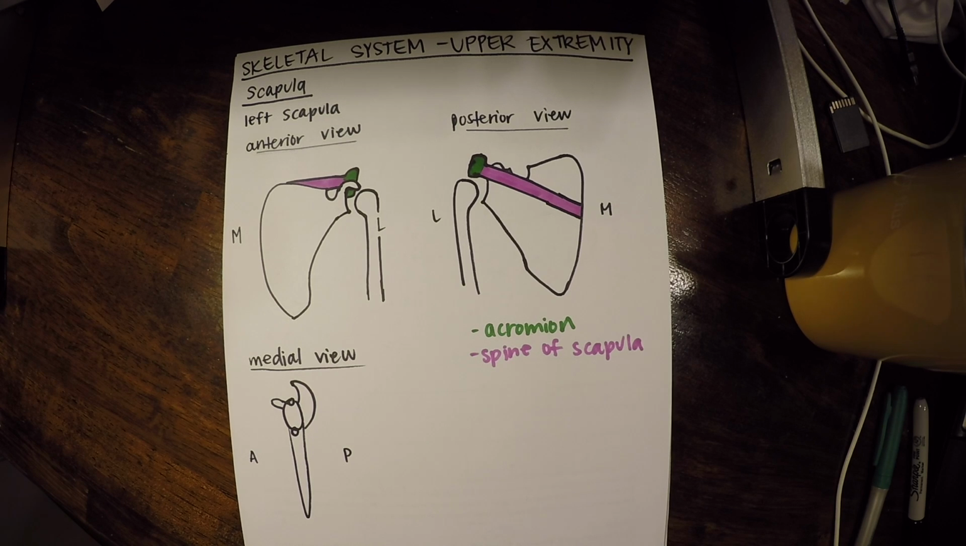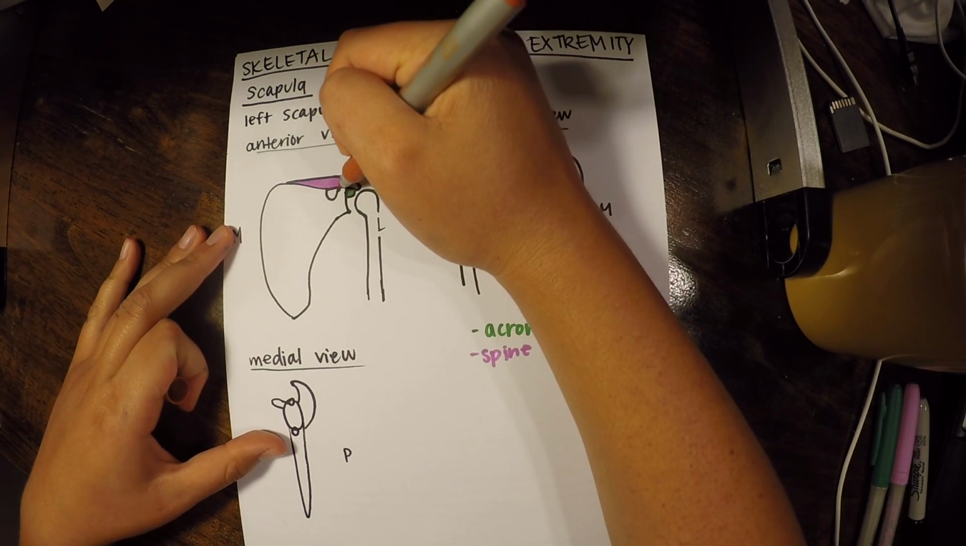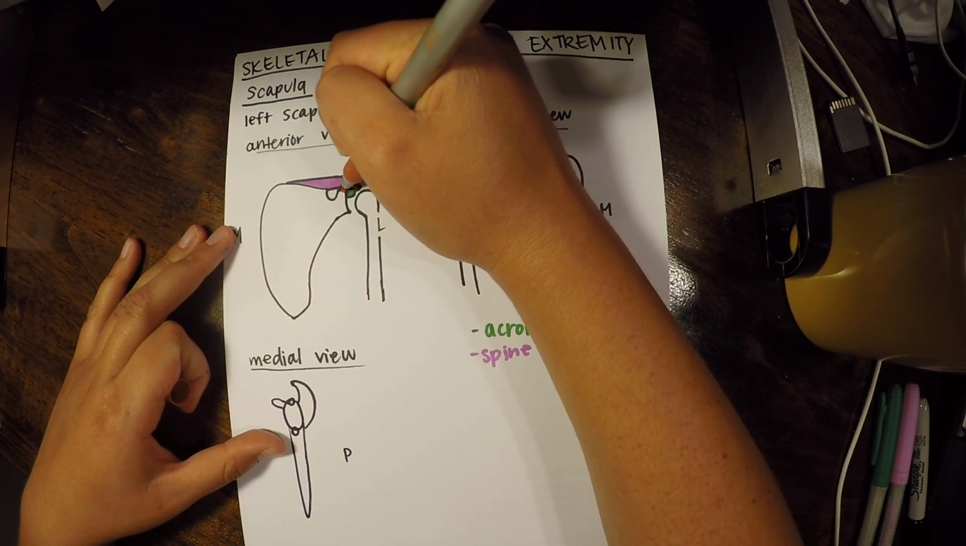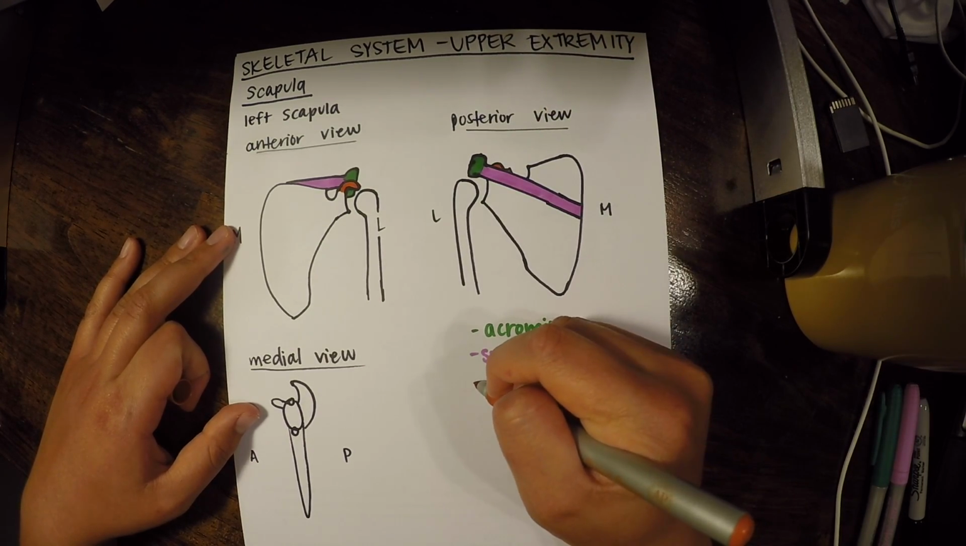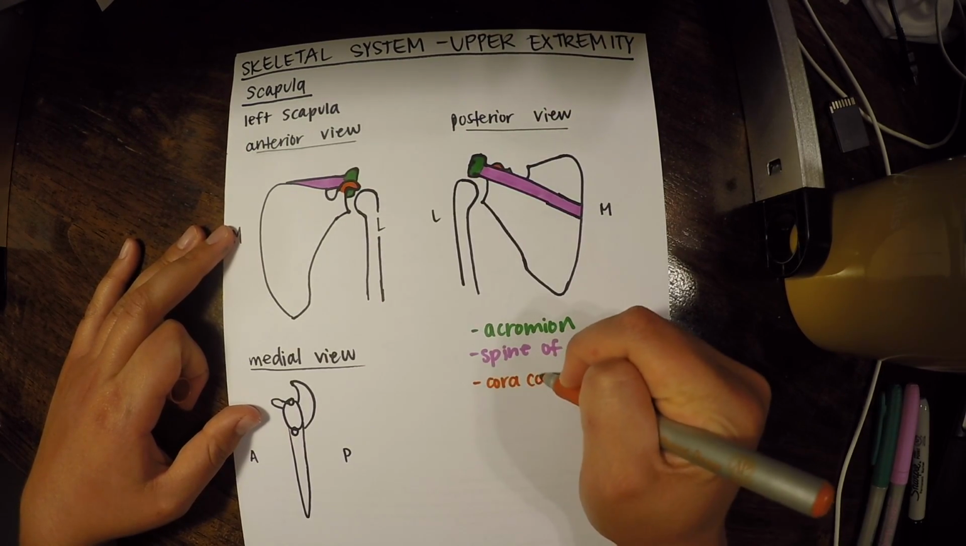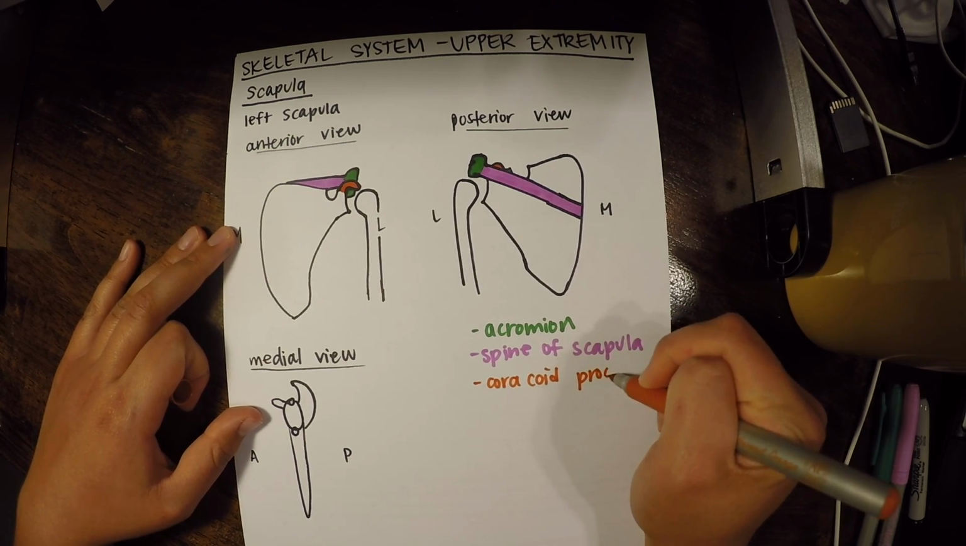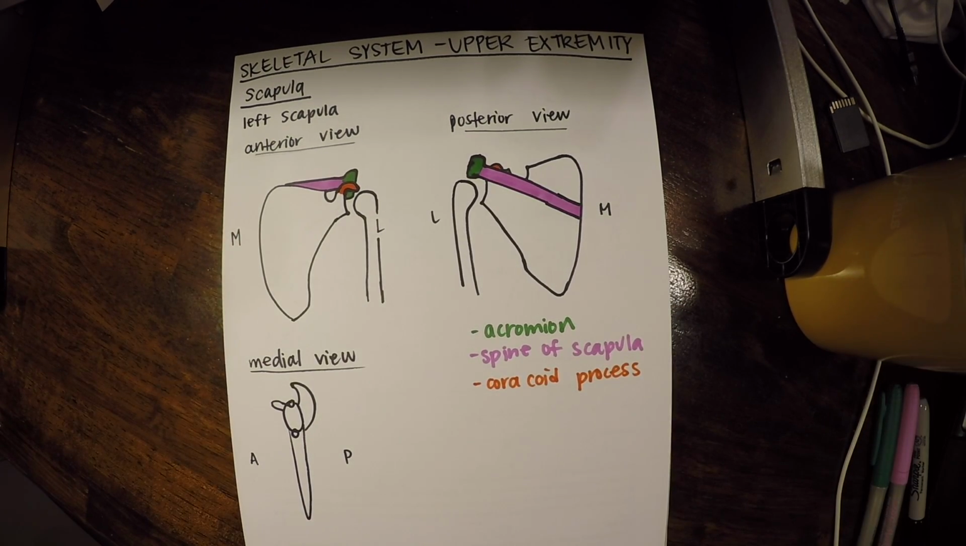Next we have our coracoid process, which is a structure that sticks out anteriorly, which is right here, and you can see it a little bit posteriorly as well. Coracoid process.